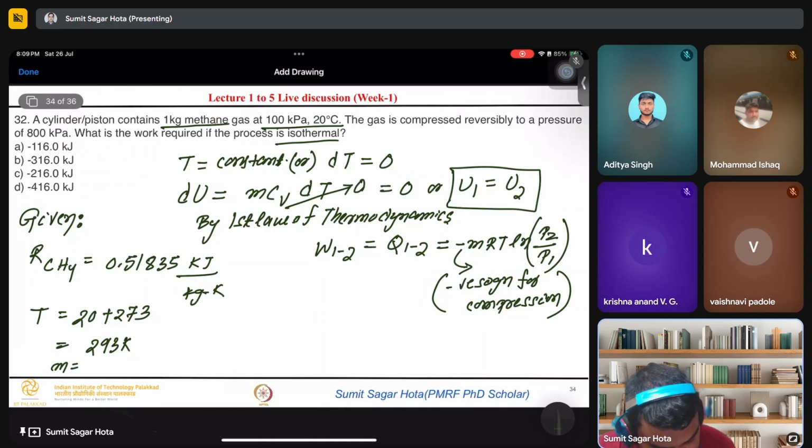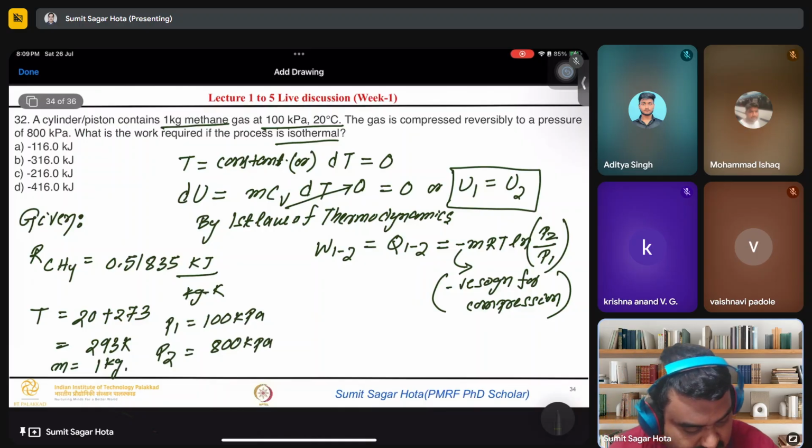So mass is 1 kg, given. P1 is given as 100 kilopascal, and P2 is given as 800 kilopascal. Everything is given in the question, so just substitute. If you know only this formula, minus mRT ln P2 by P1, then only you can answer this question. So just substitute and find out.